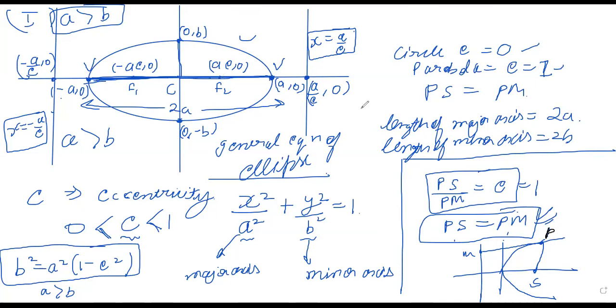See, in the case of parabola, we wrote P, M, and S. Similarly, in this case, here also will be P, and there will be another point M on the directrix, and this distance upon this distance will be equal to e. This same formula will be there for ellipse.